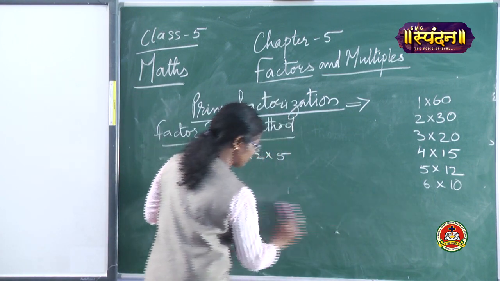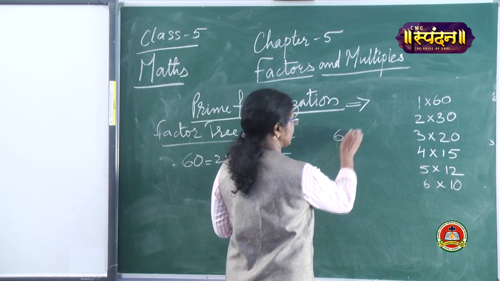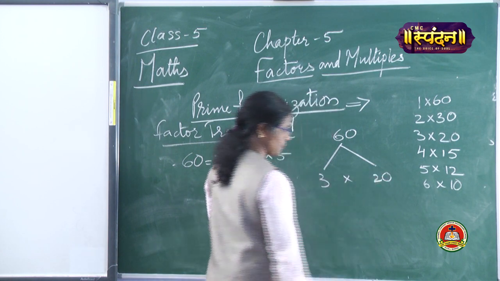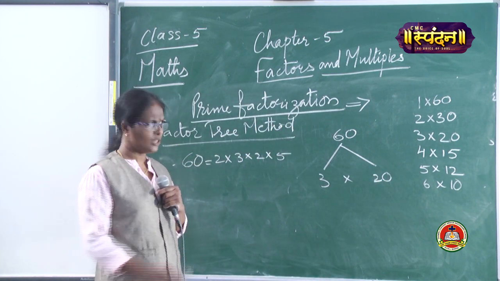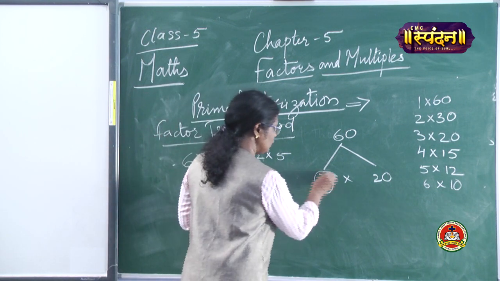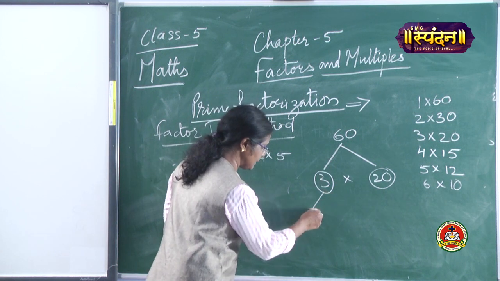We can solve 60 in another way also. Like 60 can be solved as 3 into 20. 3 into 20 is also 60. Any of the other factors if you take, then also you will get the same answer. We will try it. 3 into 20. 3 is a prime number. It will come down as it is.